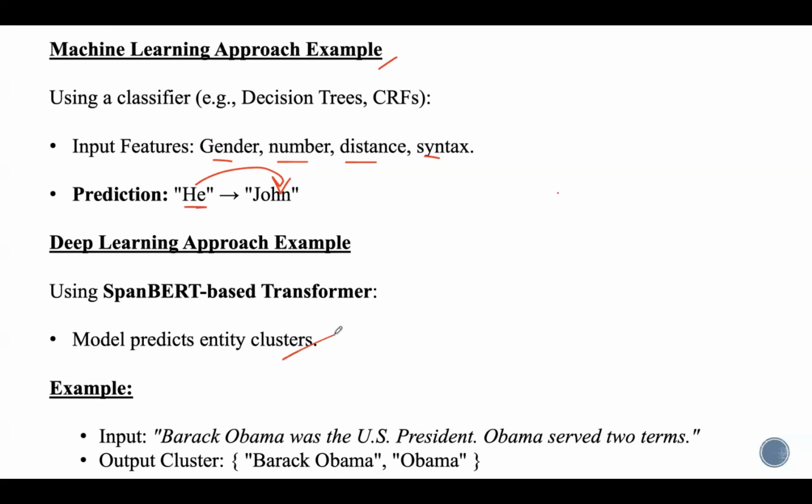Once the coreference relations are determined, what will be done? Mentions are grouped into clusters. If you take this example, Barack Obama was the US president. Obama served 2 terms. The output cluster will be Barack Obama and Obama. Here Obama refers to Barack Obama only. Both of them are the same, so they will be placed in one output cluster.